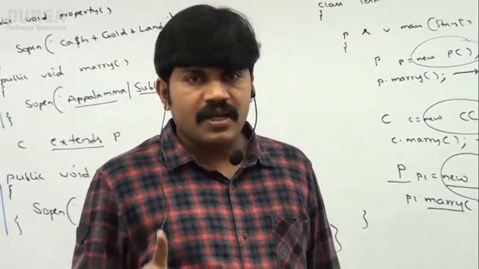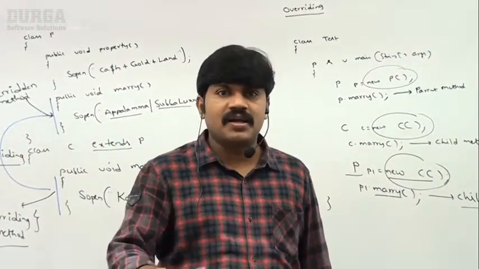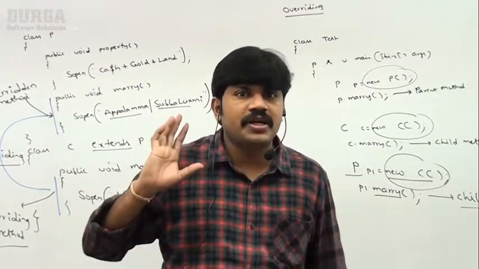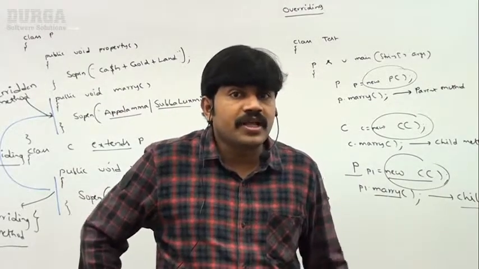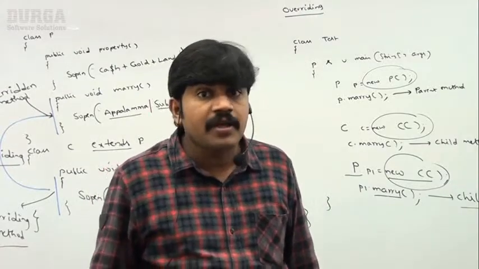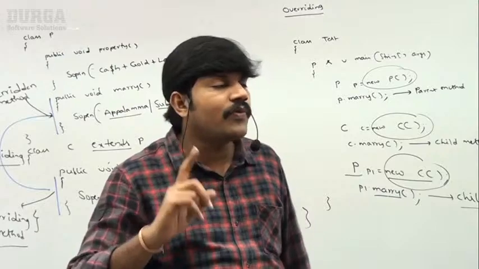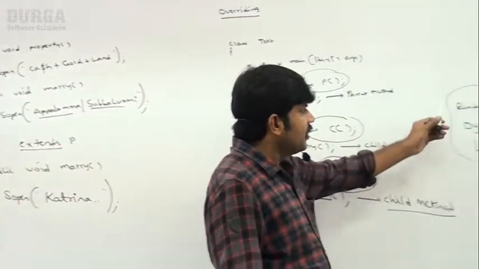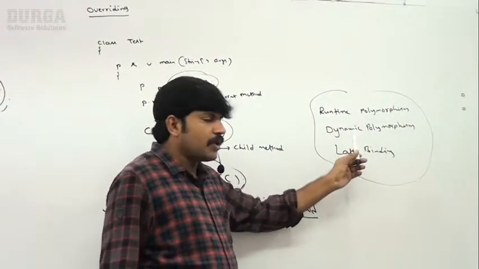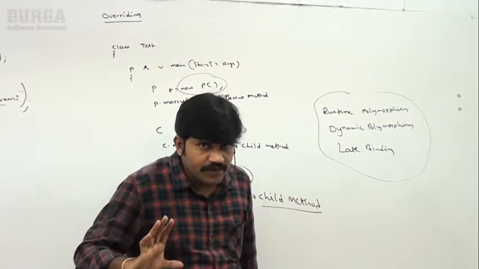In overriding, method resolution is always based on the runtime object. Sir, who is responsible to take care? JVM. Overriding method resolution is always taken care of by JVM based on the runtime object. Hence, overriding is also known as runtime polymorphism or dynamic polymorphism or late binding. Clear for all of you, right? Any doubt, friends?